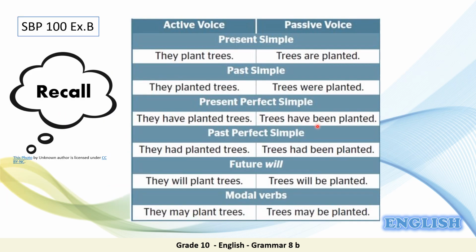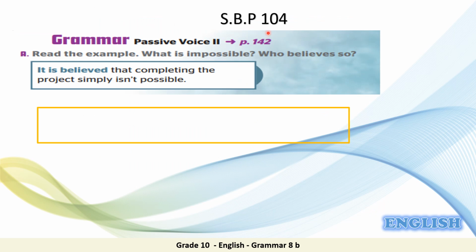Now please, let's go to your student book, page 100, exercise B. You will find this table, the different tenses and how to change them from active to passive. Please pause the video for a while. Try to read and remember the tenses. Let's go to your student book, page 104, exercise A. Read the example and answer these two questions. What is impossible and who believes so? Please pause the video for a while, read the example and try to answer the questions.